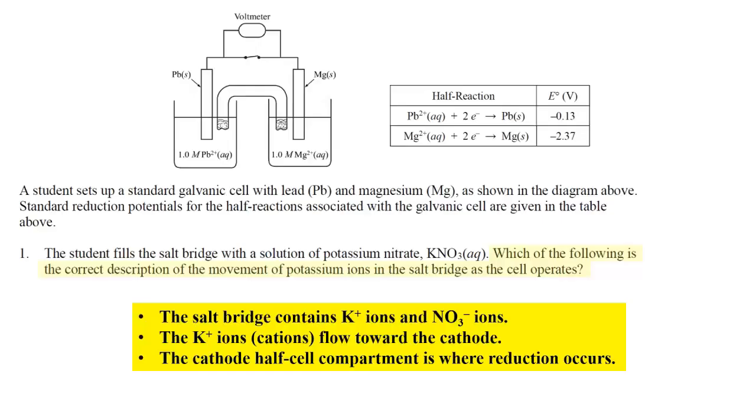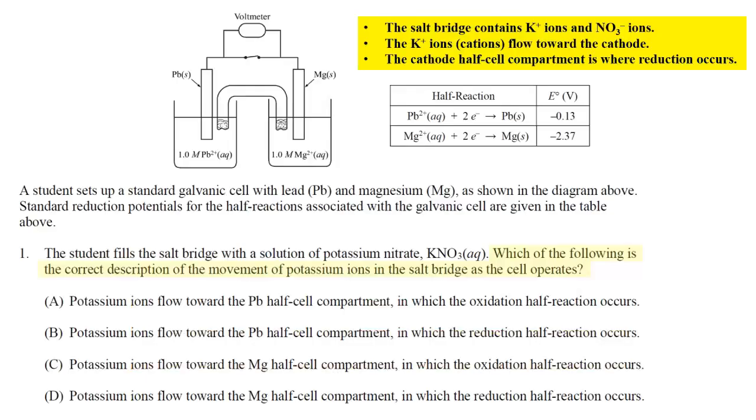The potassium ions are positive, so K+, the nitrate ions are negative, so NO3-, and so the cations, or the potassium ions, will flow toward the cathode. And the cathode half cell compartment is where reduction occurs. Now let's consider which choices in question 1 we can eliminate, since we know that the potassium ions are flowing toward the site where reduction occurs.